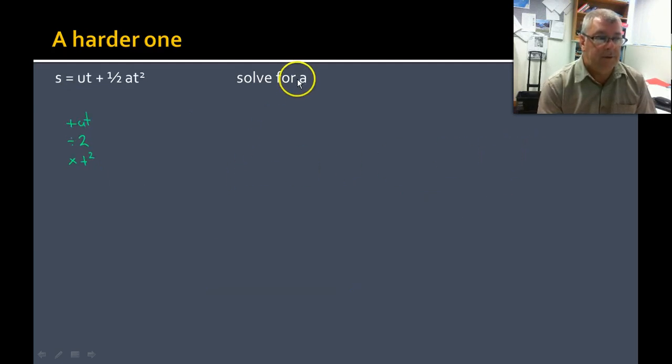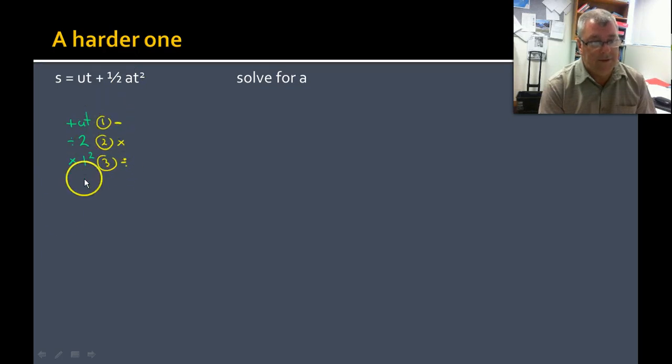Harder one, here we're solving for a. There's lots happening to it. It's being times by t, it's having ut added to it, it's being divided by 2, which is the same as multiplying by a half, and it's being times by t squared. That t squared can stay together. This square is only on the t. A lot of students want to make a squared as well, but mathematically that square is only squaring the t. A lot of students will fall for that trap. So that's the order we do them in, and we do the opposite.